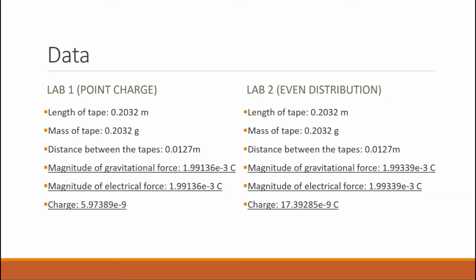Here is the data from Lab 1 and Lab 2. The length of the tape, mass of the tape, and the distance between the tapes are all the same. However, the magnitude of gravitational force and electrical force, as well as the charge in both labs, are different. The charge from Lab 1 is more than 3 times less than the charge from Lab 2. The magnitude of gravitational force and electrical force from Lab 1 is a little smaller than the one from Lab 2.